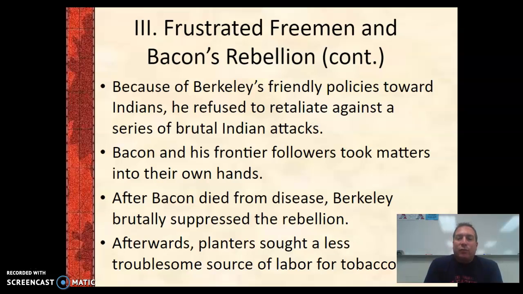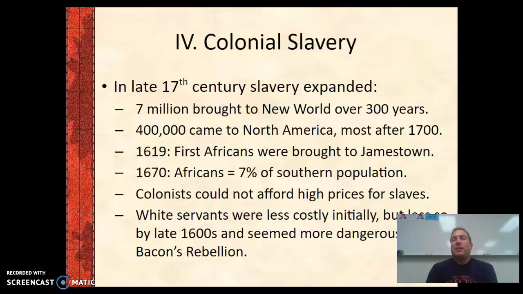They're going to look instead for other type of labor, and in 1619, slaves had been brought to Virginia. Slavery had been introduced at that time, and that's going to end up taking off quite a bit.